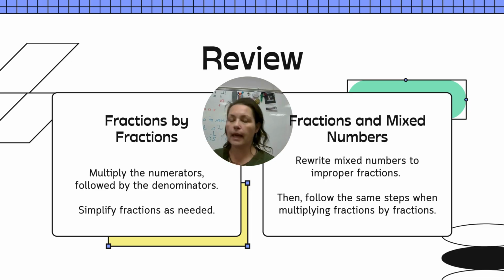Thumbs up? Okay. So we already know that. We're just sticking with things we've already done. And then we're going to do our multiplication. So how do you multiply? You multiply the numerators, then the denominators. Then we simplify the fractions. Does it get any different when we make the mixed number? A little. There's one more step. We write the mixed number as an improper fraction, then follow the same steps when multiplying fractions by fractions. So you're just adding in that one extra step.